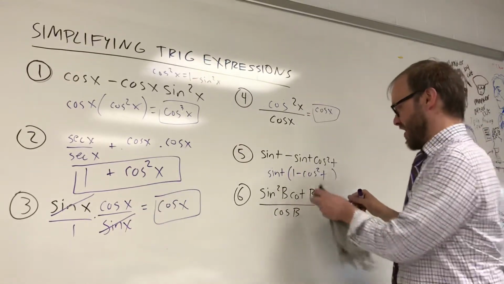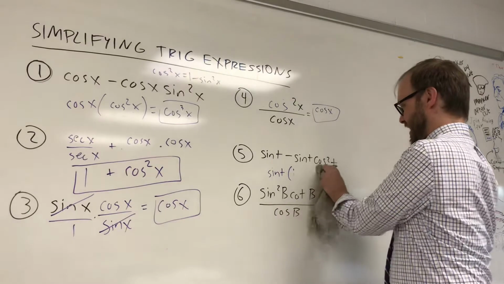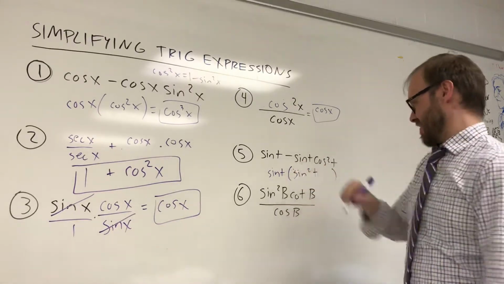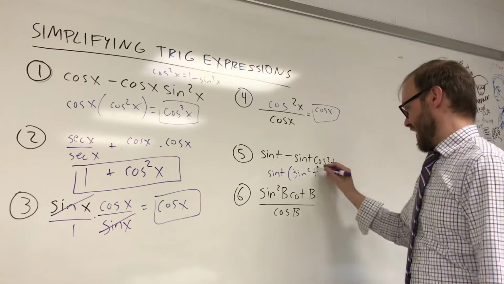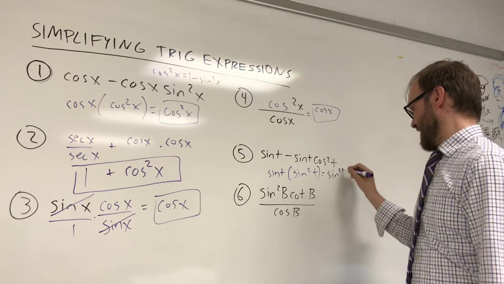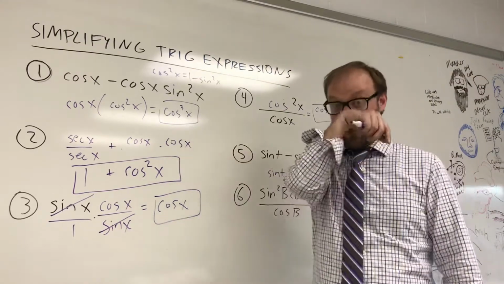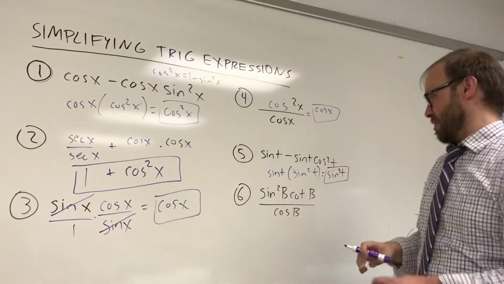So this is the same thing as sine squared of t times the sine of t, which should be equal to sine cubed of t. And if you've noticed there, that's basically just the backwards version of number 1. Just flip the trig functions there, okay?